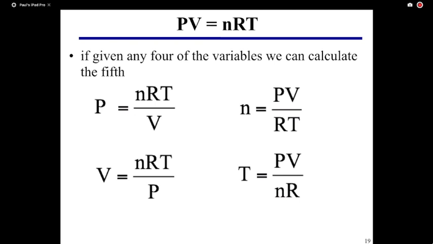So when you start reading these problems, you're going to start identifying what you have. Actually, it's going to give you at least 3, because R is a constant, you always have that. And so you start writing down what you have, you find out what you don't have, and you solve the problem for that.